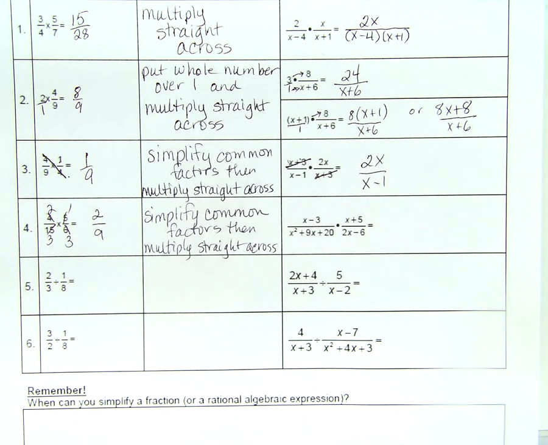But here's the deal. If we're going to simplify common factors, sometimes that means we're going to have to factor, right? In order to have common factors, I have to be able to factor something to see what my factors are, don't I?